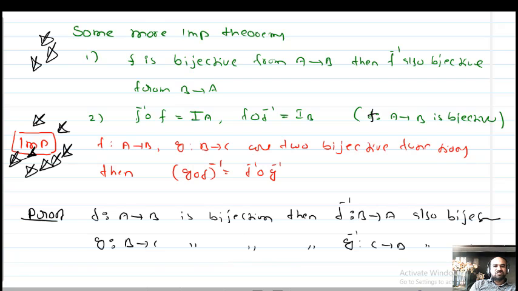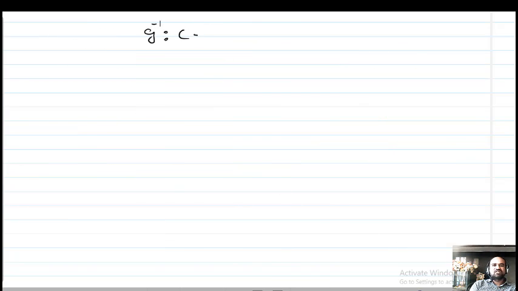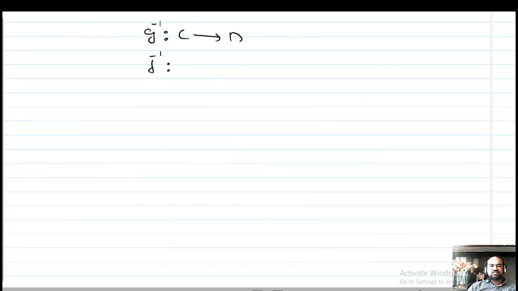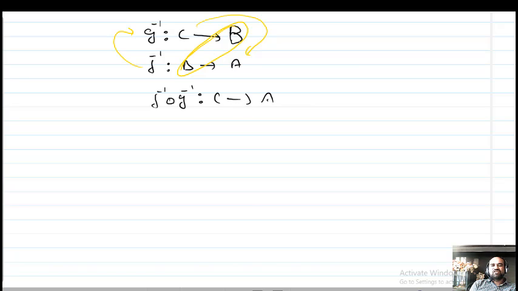See here, first of all I want to write G inverse from C to B, and F inverse from B to A. What is D here? C to B, not D. So G inverse is C to B, and F inverse is B to A. Automatically, with the definition of composite function, there exists a new function from A to C. What is that? F inverse circle G inverse, and it is from C to A.